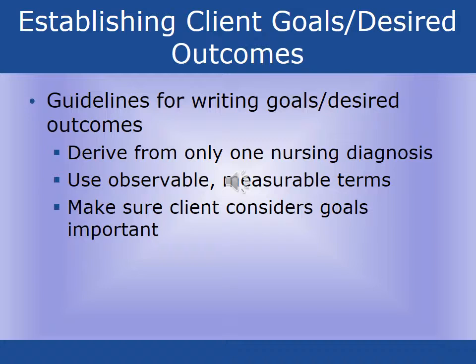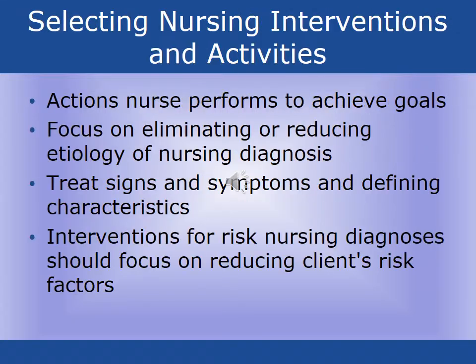So our guidelines for writing goals or desired outcomes: they're derived from only one nursing diagnosis. So generally you have a nursing diagnosis and then a goal desired outcome. It uses observable, measurable terms, and you make sure the client considers the goal important, because if they don't think it's important, you're not going to be successful, you're not going to reach it, because they're not going to care.